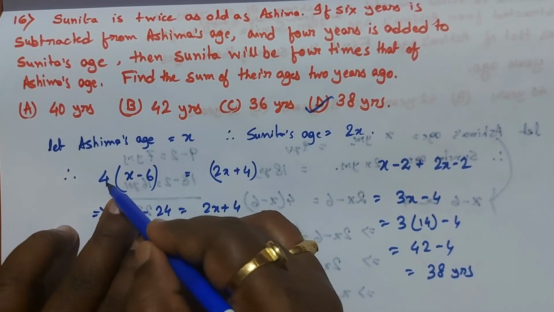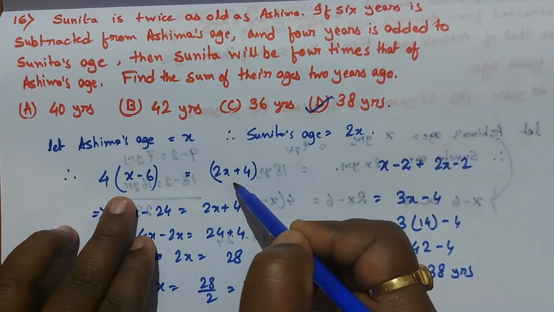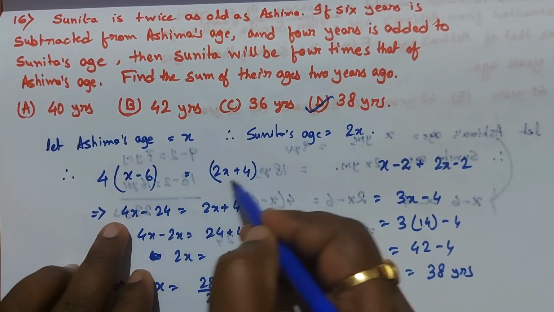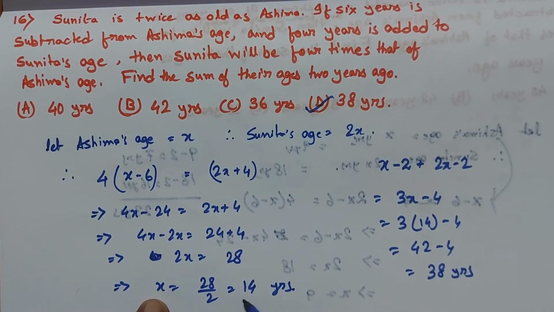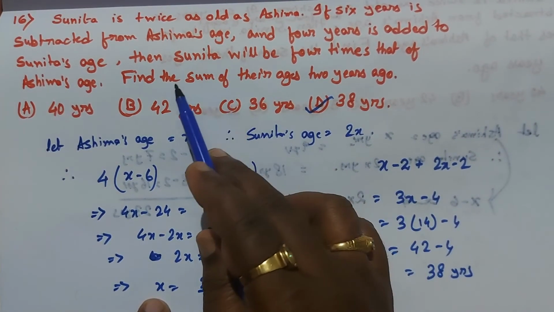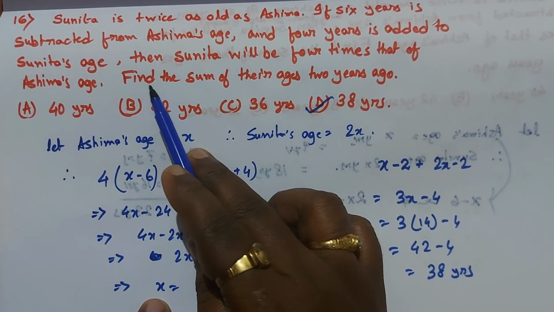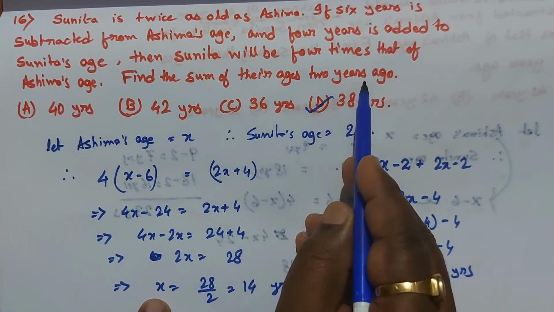That means 4 into x minus 6 is equal to 2x plus 4. Now if we solve this, we get x equals 14. Now the question wants us to find the sum of their ages 2 years ago.